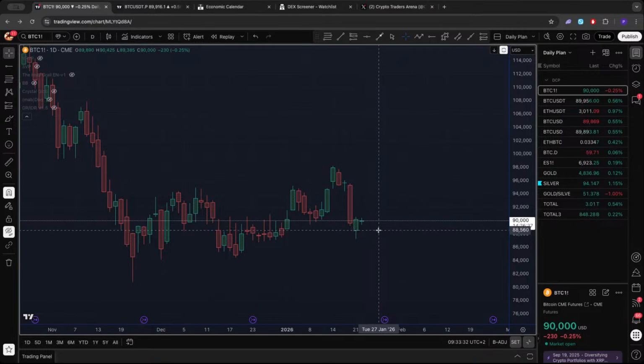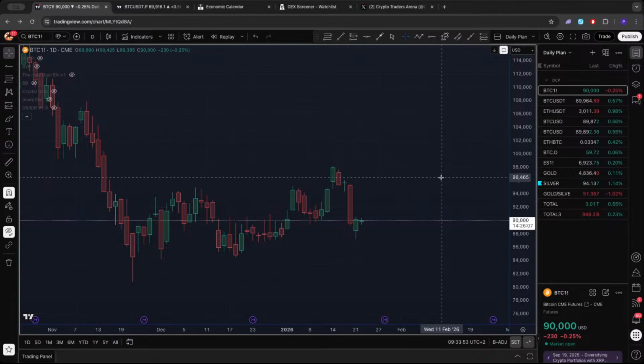If we lose this level and we accept below 80k, then I already see a lot of people saying that, well, for sure we are in a bear market. Okay. Even if you are in a bear market, it's too late to do something about the bear market.